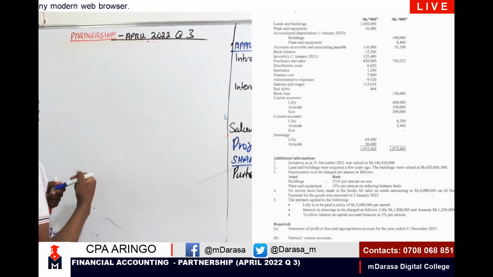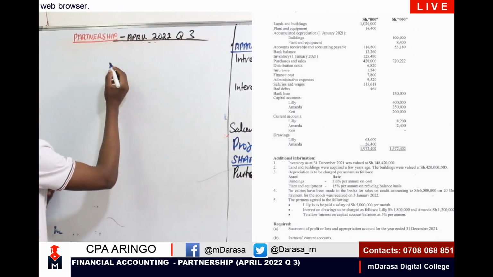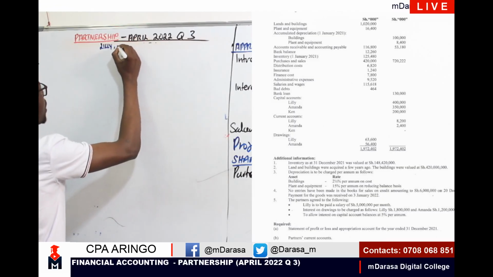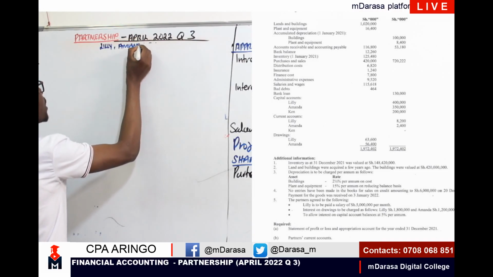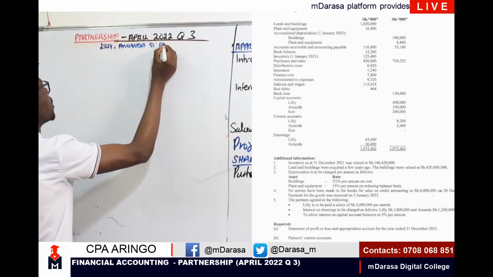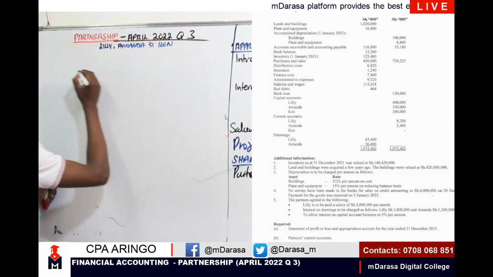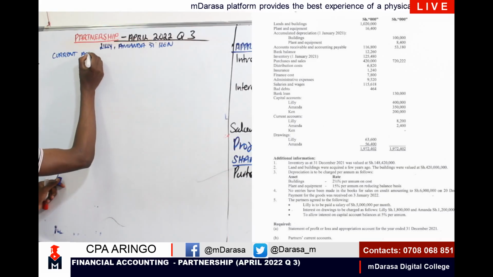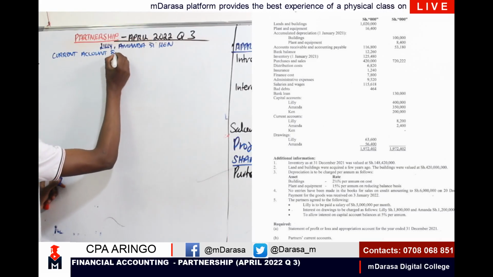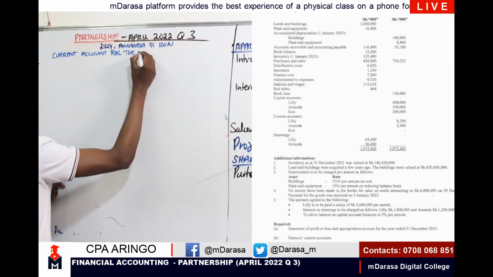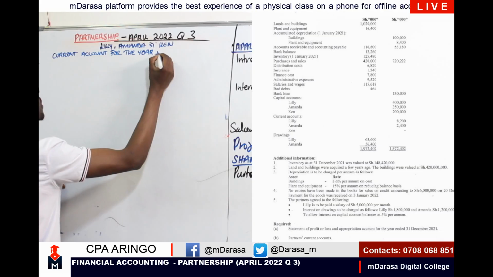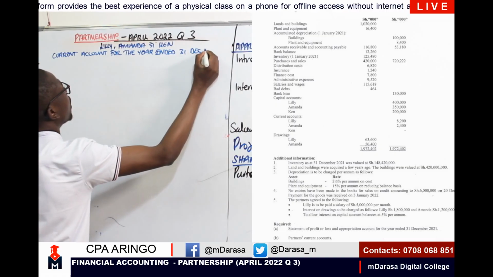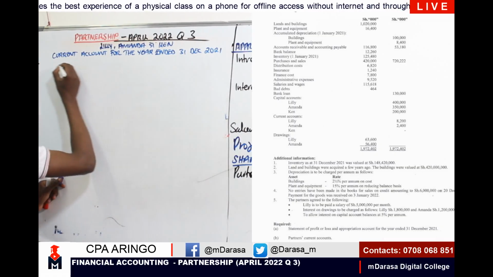I'm having these individuals for the partners' current account, which in this case I'm having Lily, Amanda and Ken. Amanda and Ken, current account. Current account for the year ended, of course, 31st December 2021.